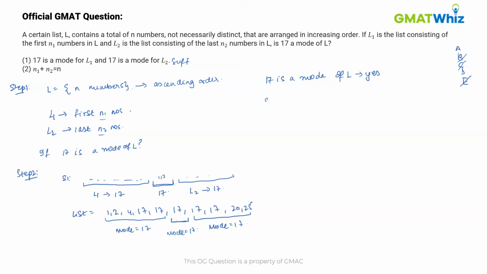Now let's move on to statement 2. In statement 2 we are given that n is equal to n1 plus n2. That means the total number of numbers in list 1 and list 2 is equal to the total number of numbers in the list. But here we have no information about the mode of L1 or L2. So we cannot answer the question with a definite answer on whether 17 is a mode of L or not. So statement 2 is not sufficient, and thus the correct answer is option A.